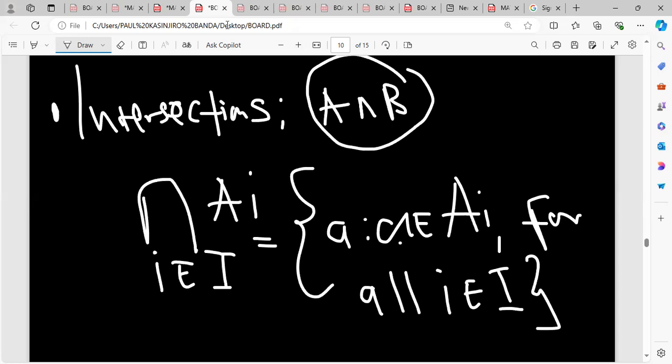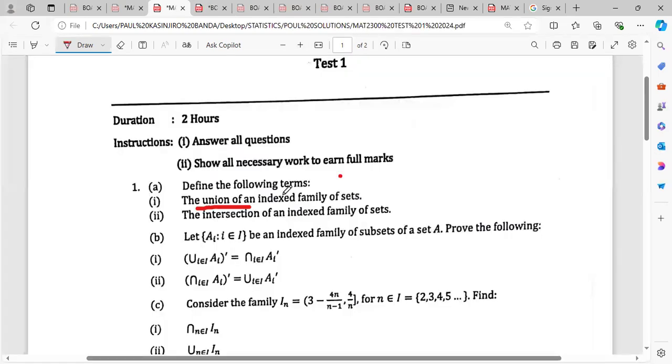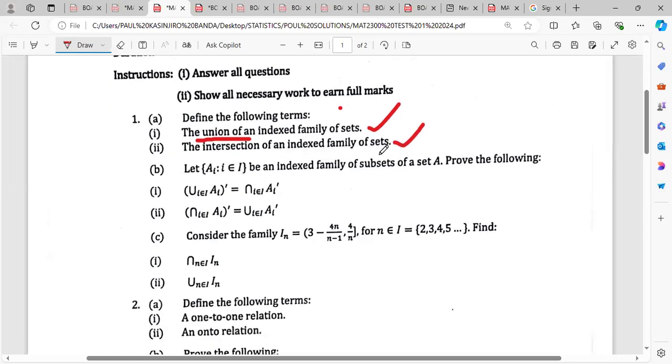Okay, so we move on to the next question. We've defined the union of an indexed family of sets, and the intersection of an indexed family of sets we've also defined. So now they are asking us to prove these two theorems here. They're asking us to prove that the complement of the union of all these A_i is the same as the intersection of all the complements, right?